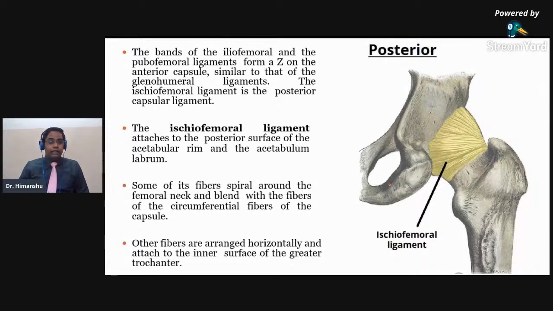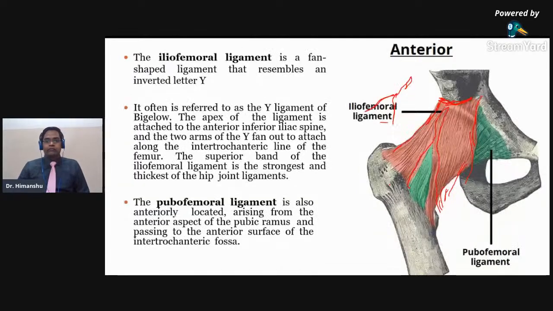Okay, there's one more thing written, that the bands of the iliofemoral and the pubofemoral ligament form a Z on the anterior capsule, similar to that of the glenohumeral ligament. So whenever we talk about them, they form a Z-like structure. It is going like this, then the pubofemoral is coming like this, and this is again going like this. So they are making an inclined Z like this. All right, so this is what I've been told about these ligaments.